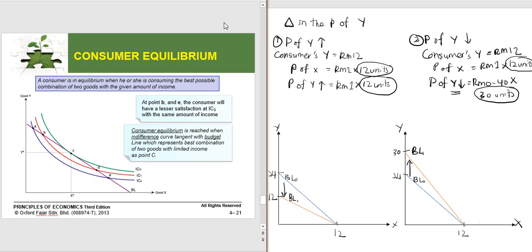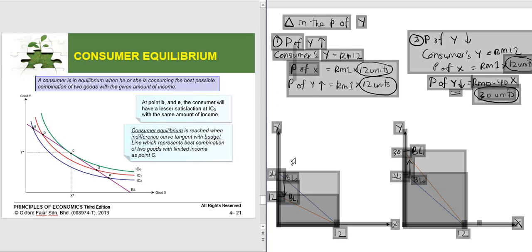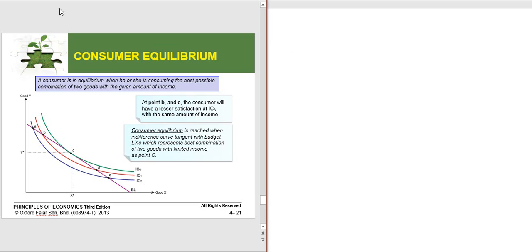If you look at the cardinal approach, where the utility can be measured, the consumer equilibrium can be obtained when you fulfill two conditions, which are maximizing satisfaction and maximizing the budget. So you find the marginal utility per price that is the same for the different products. Now for the ordinal approach, to find the consumer equilibrium you have to combine the budget line and the indifference curve.